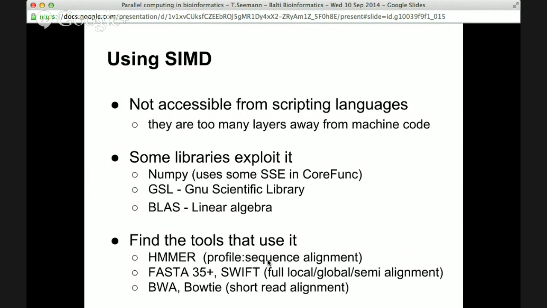Those of you who use NumPy in Python, SSE is being used there in some of the core functions. The GNU Scientific Library, which is an underlying library for lots of the matrix algebra stuff you do, and BLAS, are all using that to help speed up, especially matrix operations, which it's well suited to. But the key tools you're probably using it for are things like HMMER and FASTA, and BWA and Bowtie, which scale beautifully and use it quite well.